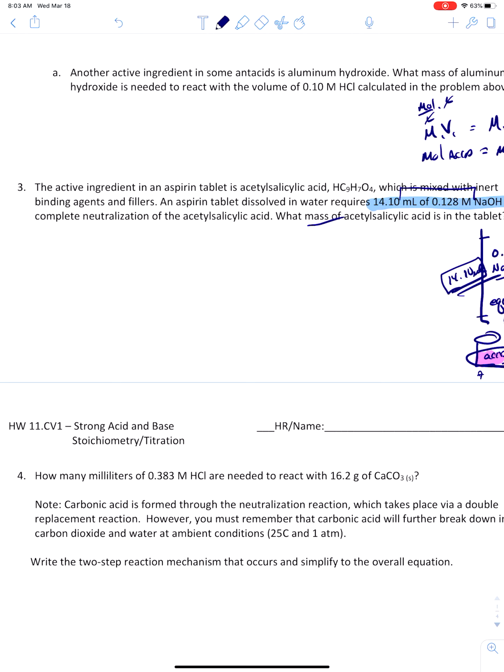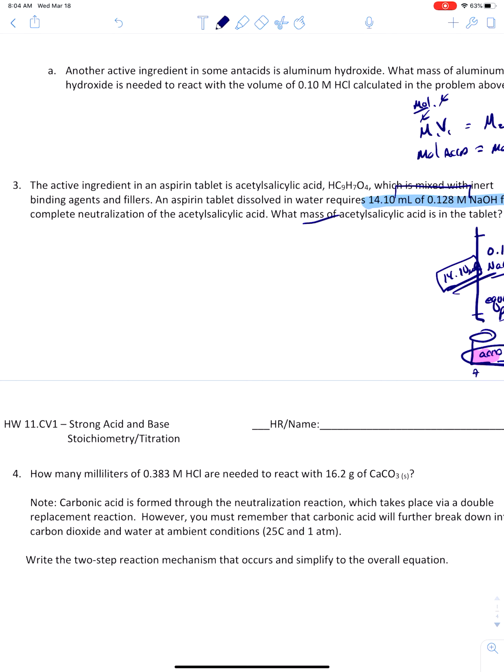So the first thing we need to do is realize that titrations are neutralization reactions. So we're going to take the acid, write down this formula, acetylsalicylic acid, and we're going to react it with sodium hydroxide. Now this is a neutralization reaction. Do not write this as an equilibrium. Neutralization reactions never form equilibrium. They go to completion. They just take the form of a double replacement reaction.